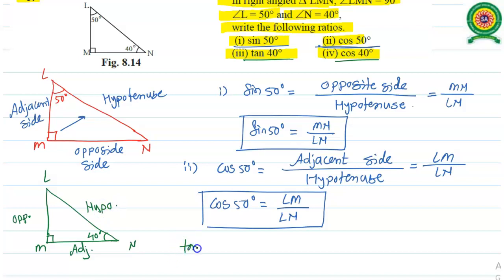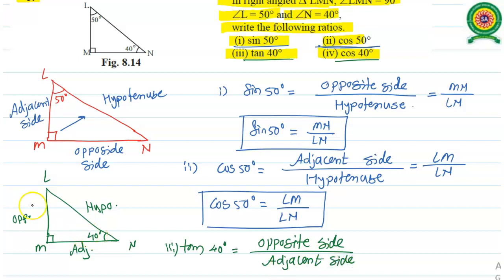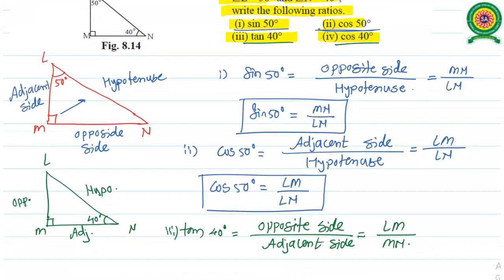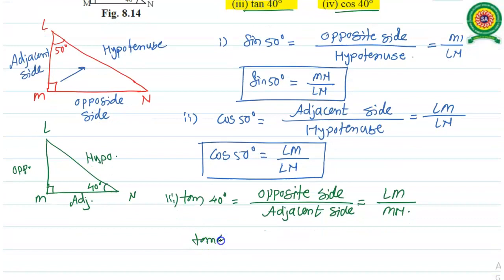Now to evaluate the value of the third trigonometric ratio, that is tan of 40 degree. The basic formulation for evaluating the tangent of an angle is the opposite side to the adjacent side. Look at the 40 degree angle: the opposite side is LM, and the adjacent side is MN. So tan of 40 degree is LM divided by MN.